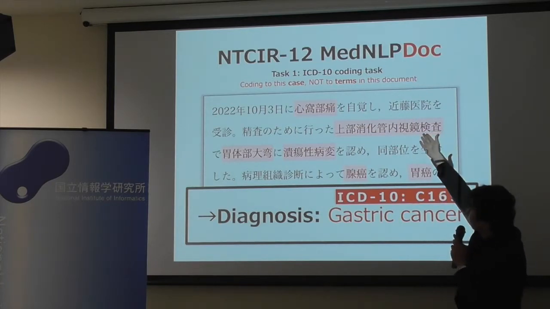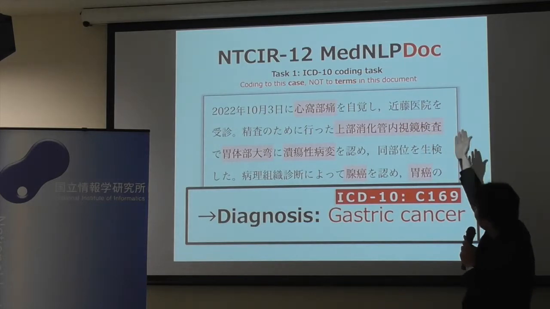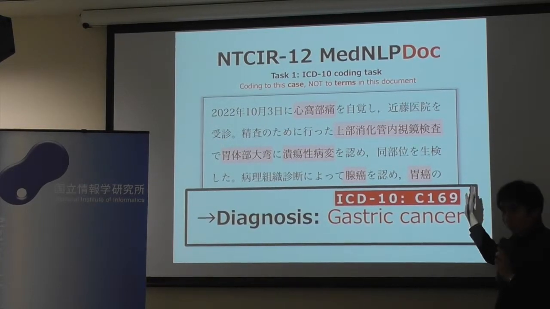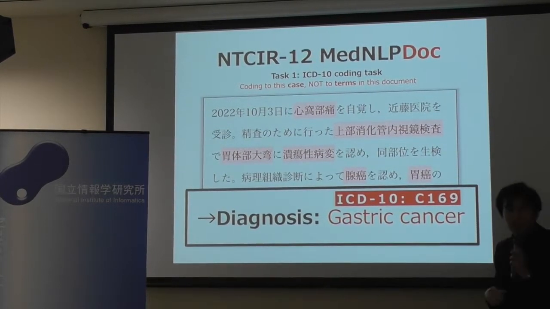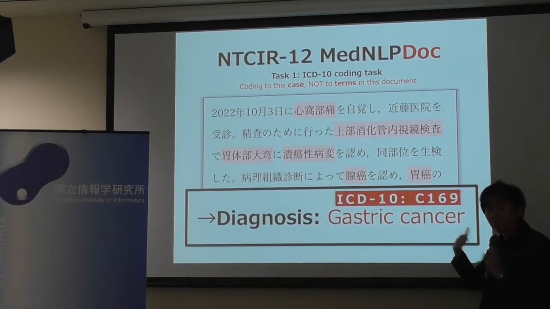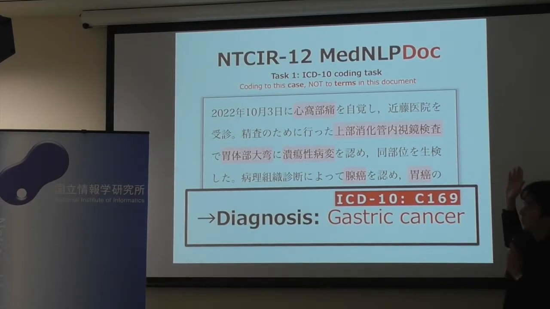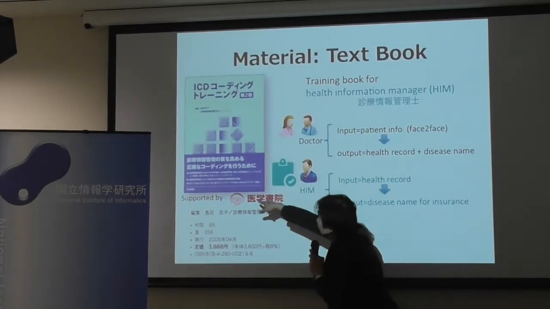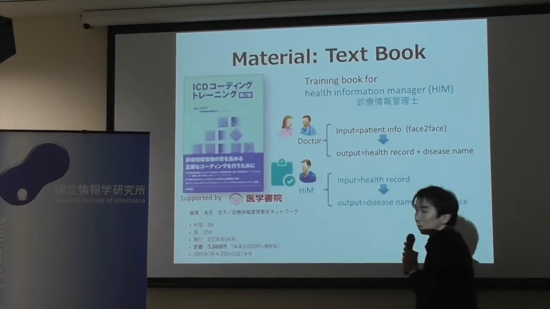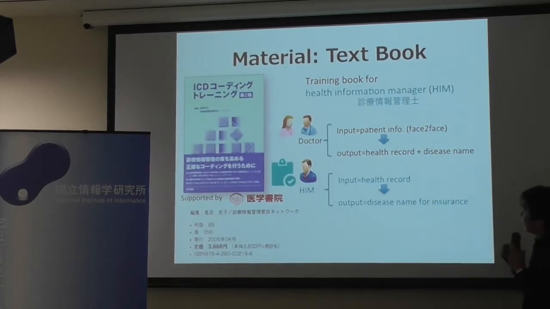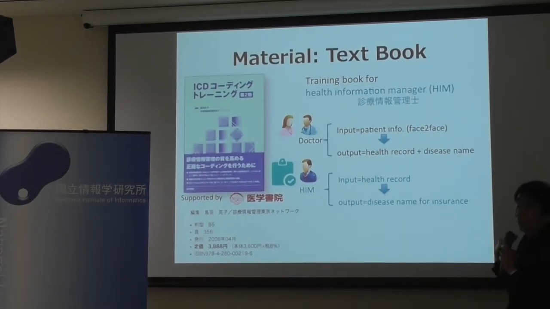Why do we call this task MedNLPDoc? MedNLPDoc has a double meaning. One is that this task handles a document, so we call it NLPDoc. Another reason is that this task is very similar to a task for medical doctors. So we call this task MedNLPDoc. For material, we are preparing this textbook, an ICD coding training book. This textbook is basically for the health information manager, called 診療情報管理士 in Japanese.